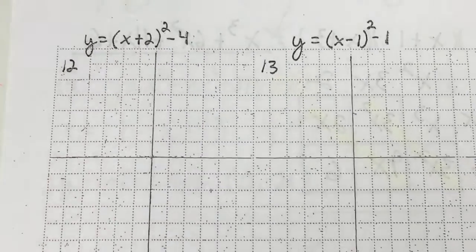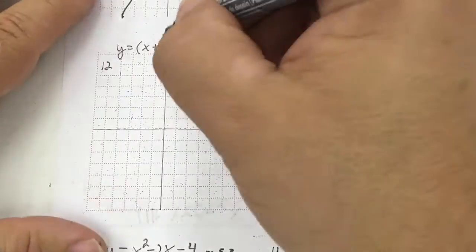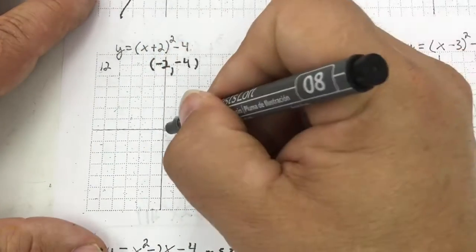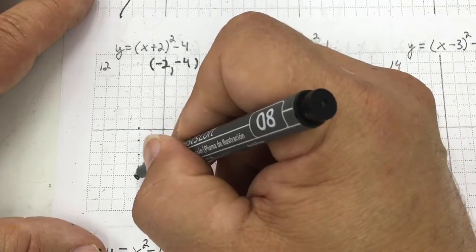Vertex form. I need to find the vertex, and the vertex of this is going to be the opposite of that, which is negative 2, the same as that, negative 4. So I plot the point negative 2, negative 4, and that's my vertex.